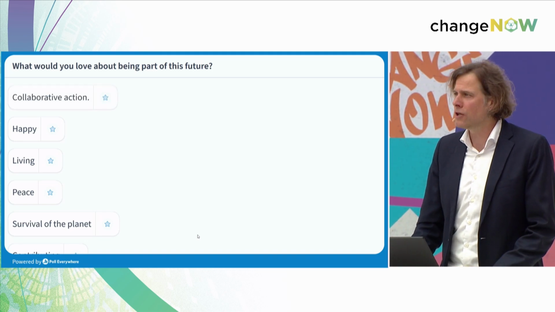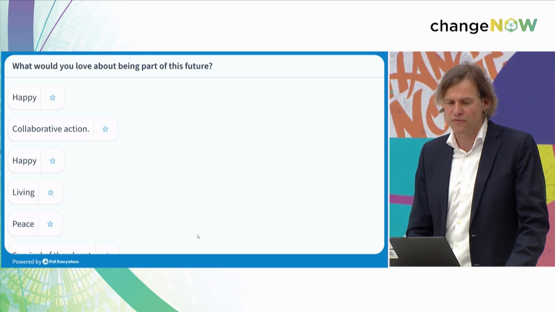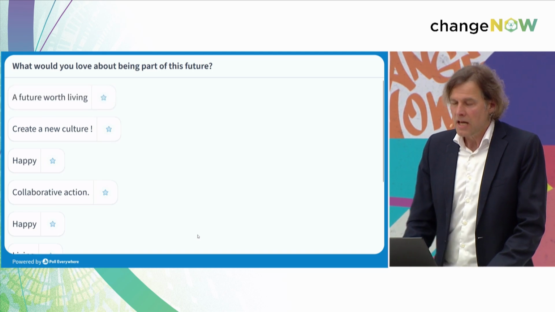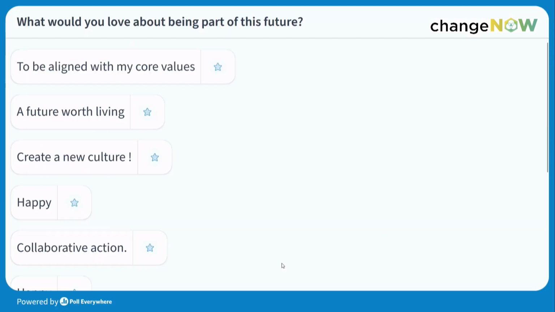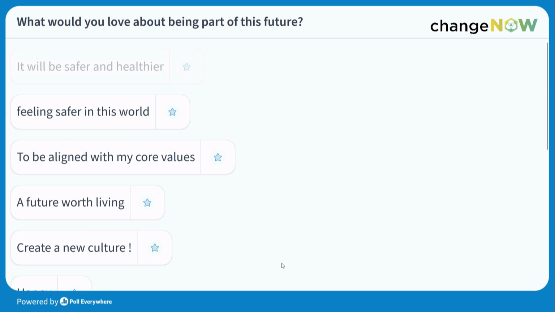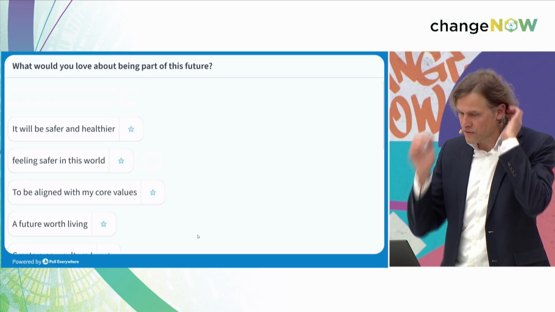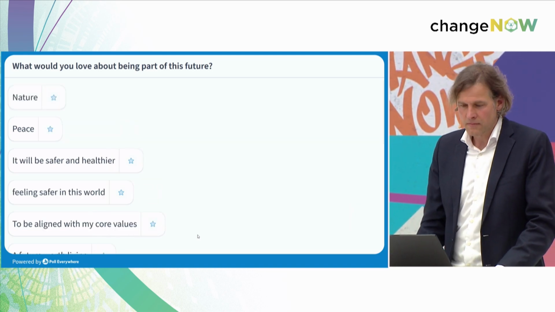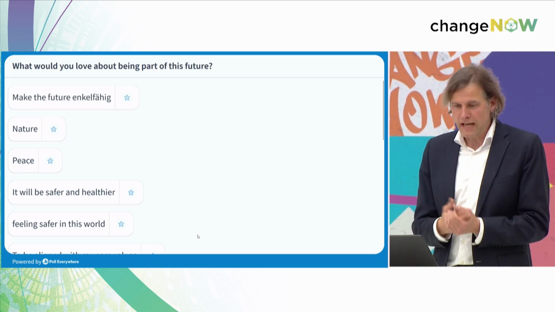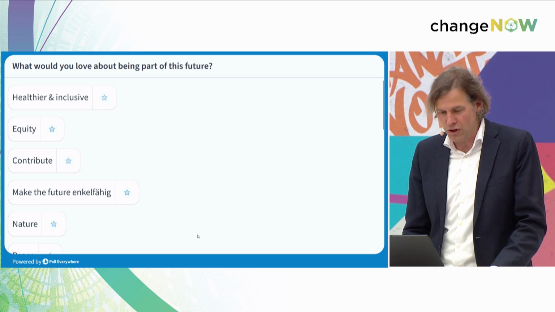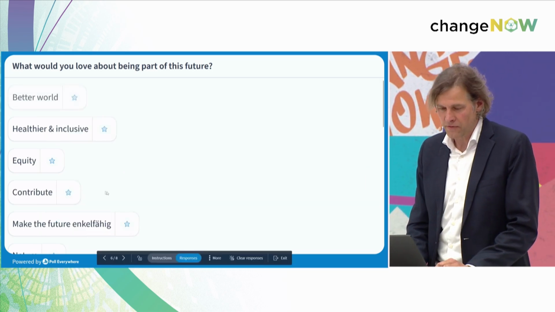It means that we all need to work together. And exactly this is what this conference is for. It's about collaborative action. We are creating a new culture with this. It is a future worth living, not only for us, for our generation, but also for the future generations to come. It is aligned with your core values. That's excellent. You will feel safer in this world, safer and healthier. Peace, more linked to nature. The future is going to be enkelfähig, which means that it's in line with the living conditions of your grandchildren. You're contributing equity, healthier, inclusive.